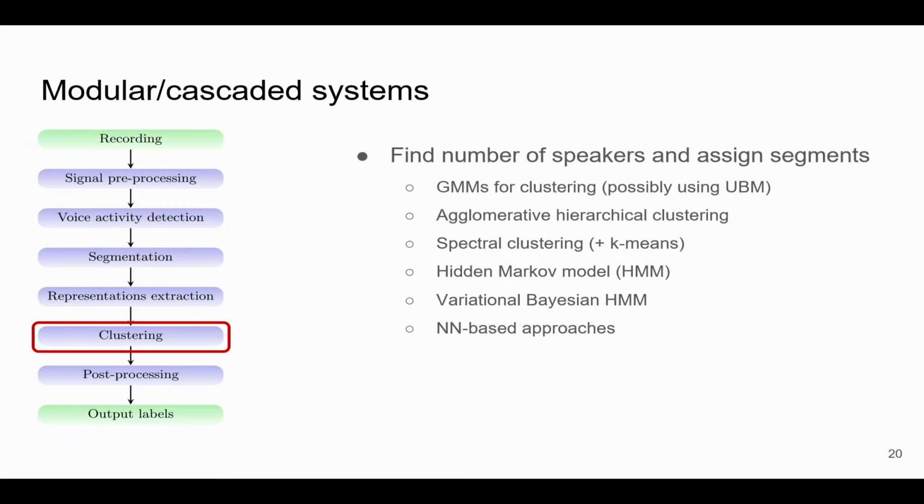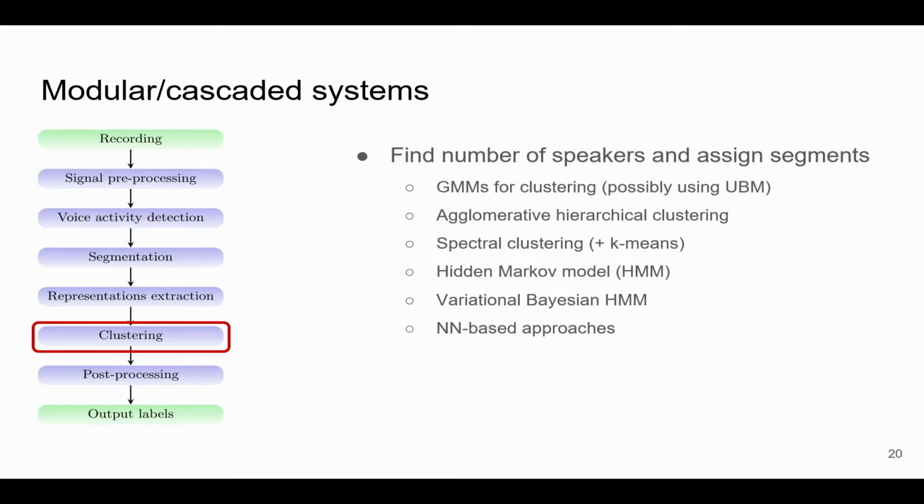Spectral clustering has been also quite popular. And here, the spectral part encodes the notion that you transform the space into something that makes better sense for your clustering, and then k-means takes care usually of the clustering itself. There have been also hidden Markov models where you have states representing speakers, and we also worked quite a lot with the variational Bayesian hidden Markov model. In more recent times, neural network-based approaches for clustering also appear with certain success.